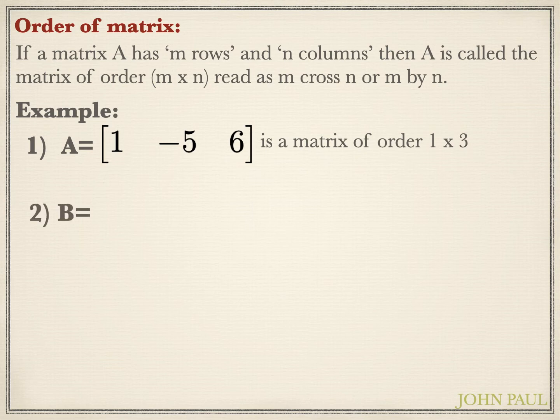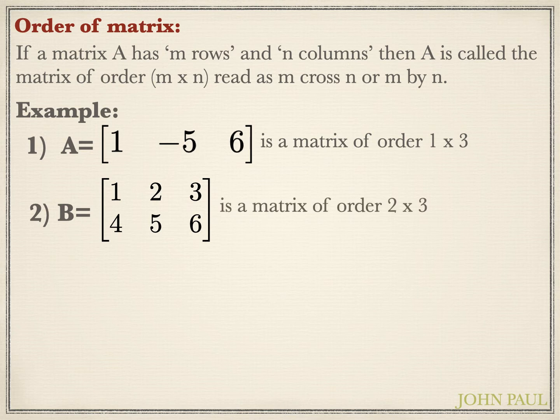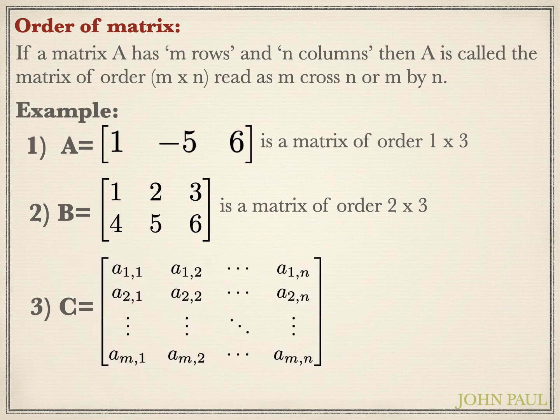B equal to a matrix is given. Here, 2 rows and 3 columns are there. Therefore, the order is 2 by 3. Next, one more example. C is given. In this, we have a11, a12, a1n up to amn. So, a matrix is given. So, it's a matrix of order m by n.